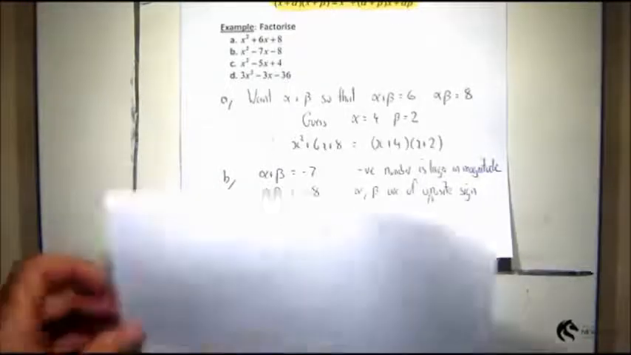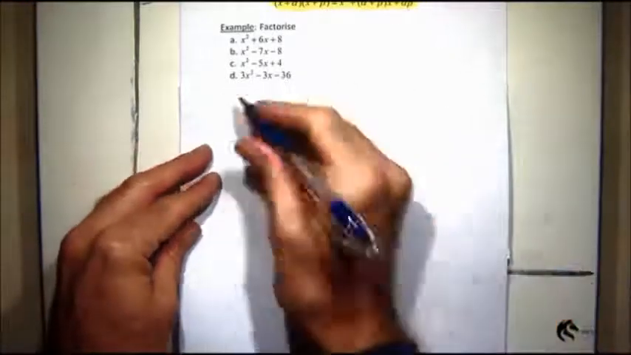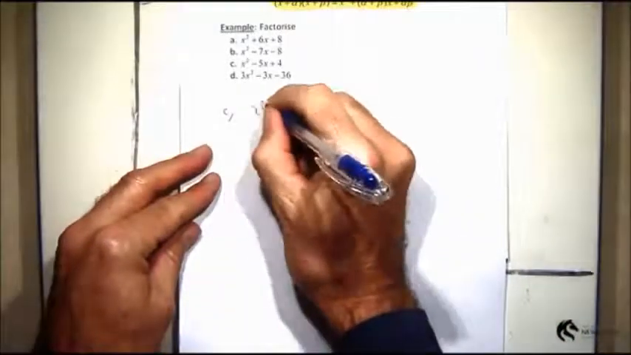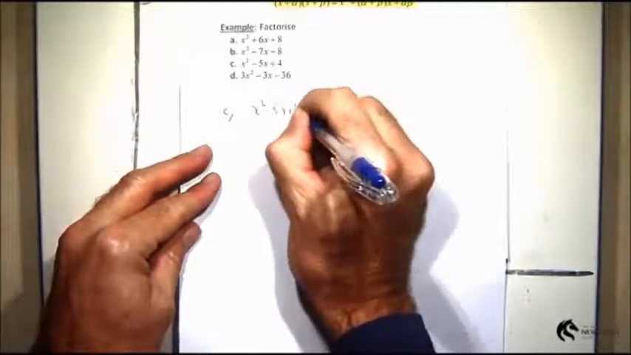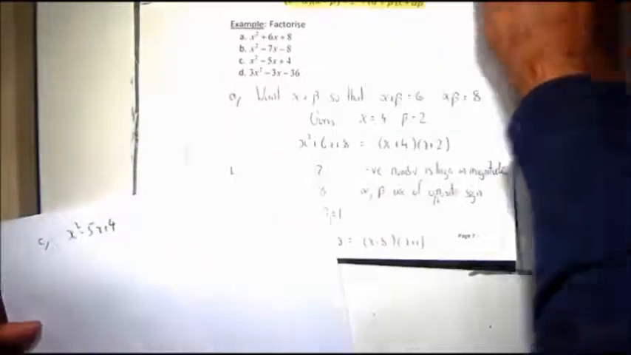I'll expose that again in a minute, but let me just do C here for a bit. x squared minus 5x plus 4. Let me put this over this side so we can still see it. So, what I want is alpha plus beta to be -5, I should say, and alpha times beta to be +4.